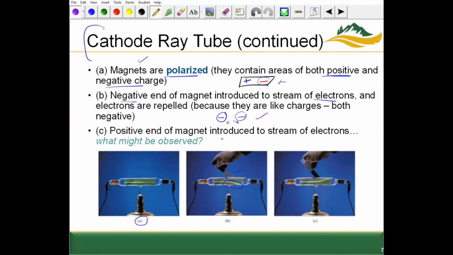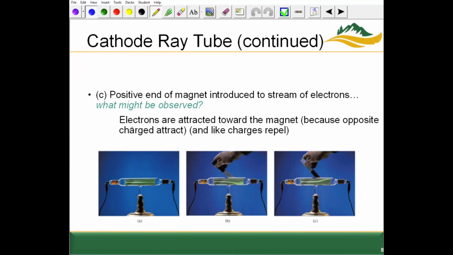Now, similarly here, if you put the positive end of this polarized magnet in the way of these cathode ray tubes, where the cathode rays are electrons, then what do you think happened with the positive end of the magnet and the electrons? Well, here the electrons were attracted to the magnet because opposite charges attract. So the positive end of the magnet did attract those electrons due to the opposite charges. So opposites attract and like charges will repel one another.